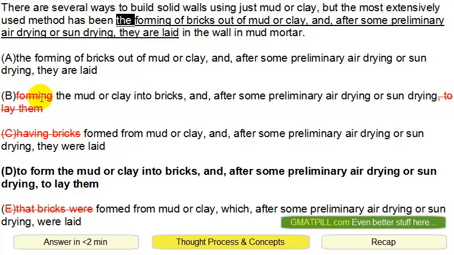But the issue with B is forming, we have the keyword and. On the left we have forming. Here's and. We have forming, but then on the right we have to lay. So they are not consistent.